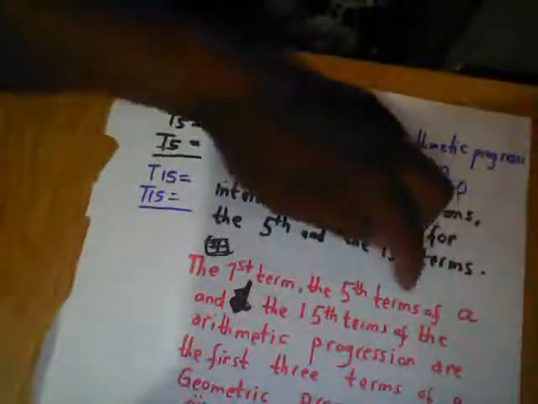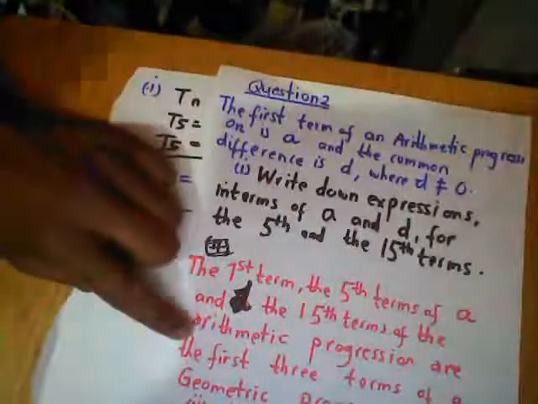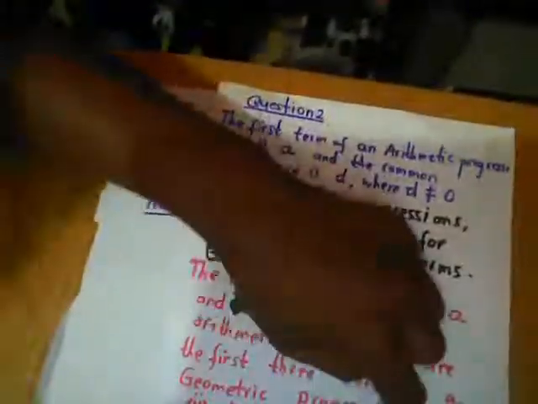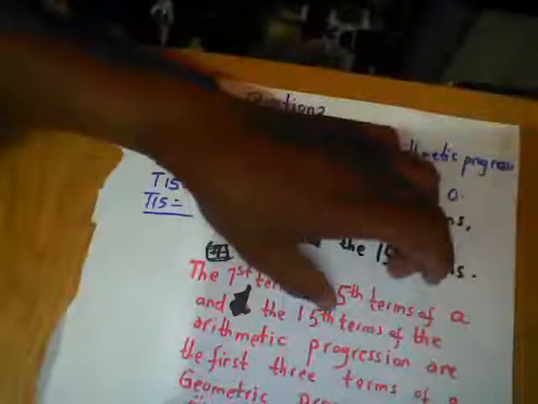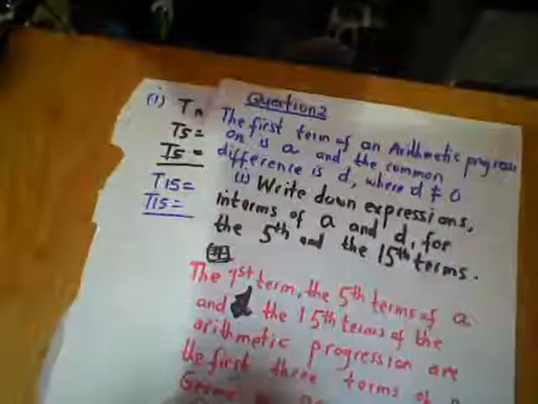Now we go for the second part. They say the first term, the 5th term and the 15th term of the arithmetic progression are the first 3 terms of a geometric progression. Means the first term, second term, and third term of the geometric progression are these terms of the arithmetic progression.